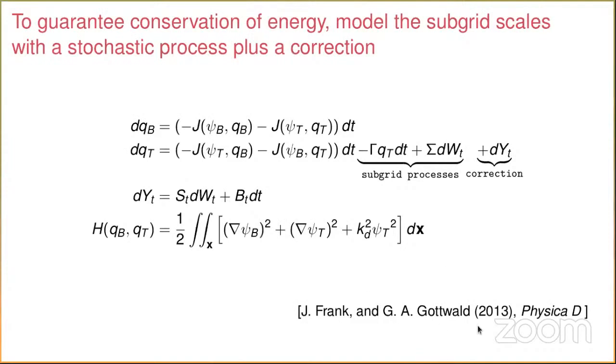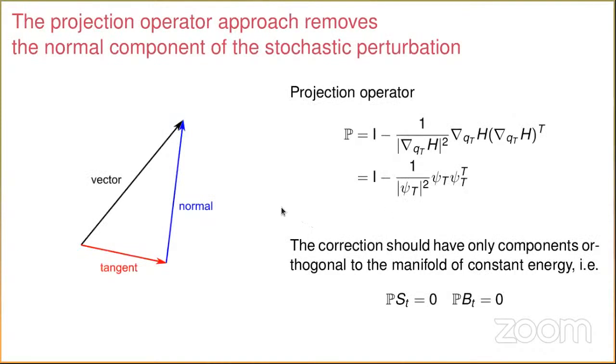As I said, we use the idea that Frank and Gottwald presented, and their idea is to use an Ornstein-Uhlenbeck process to represent the subgrid scale processes and include a correction term meant to guarantee the conservation of total energy. To do this, the idea is quite simple. If you have a manifold of constant energy, then you can decompose any vector in its tangent and normal components with respect to the manifold. The normal component would be the one leading the dynamics to leave the manifold of constant energy. So the role of the correction is to cancel the normal component without changing the tangent component.